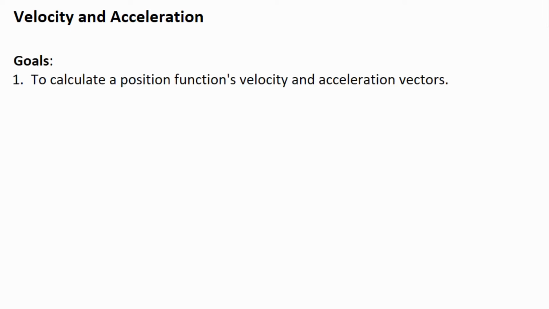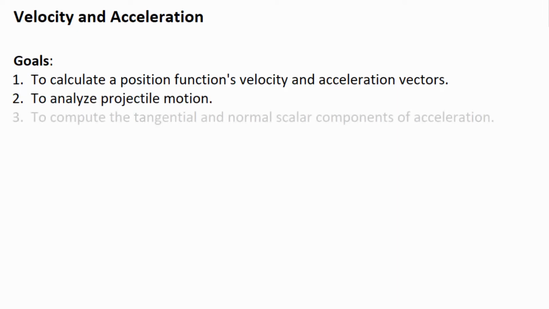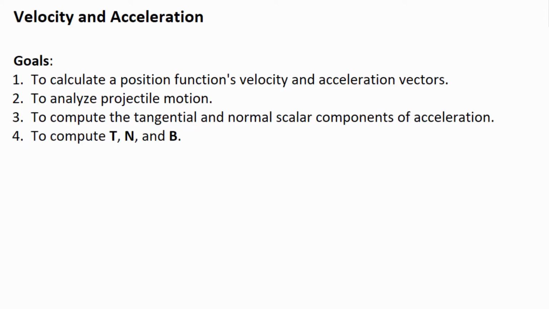In this section, we're talking velocity and acceleration. The goals are to calculate a position function's velocity and acceleration vectors. That's number one. Goal number two is to analyze projectile motion. Goal number three, to compute the tangential and normal scalar components of acceleration. And then we want to compute T, N, and B, whatever B is.